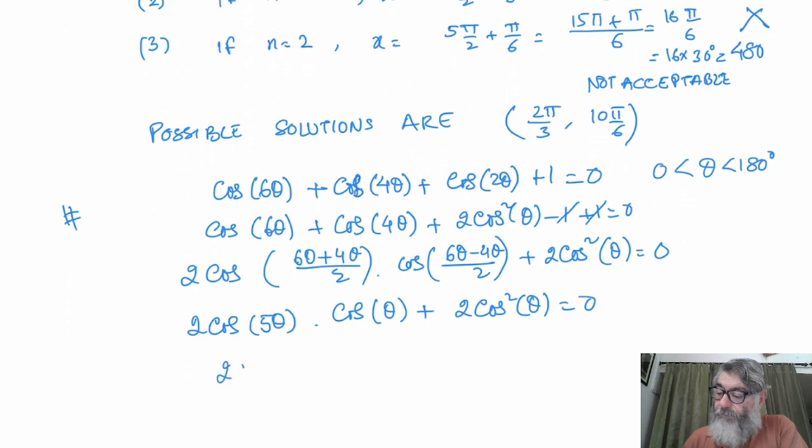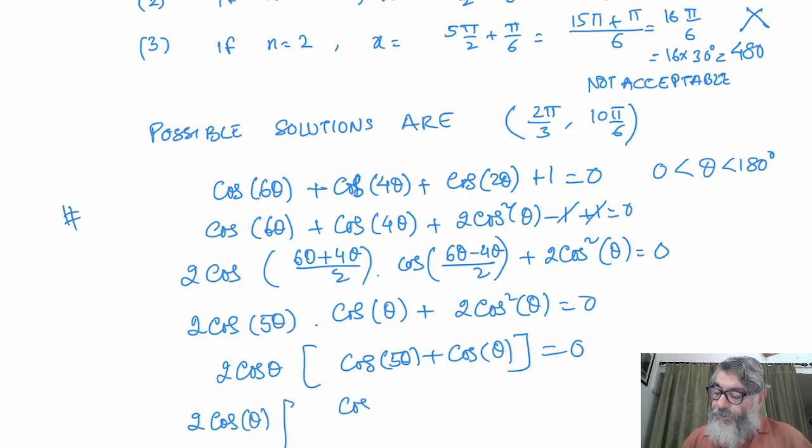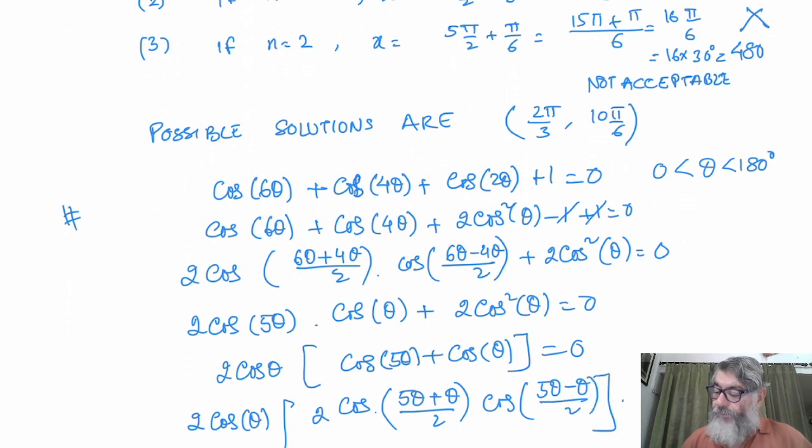2 cos theta is common in both. It will be remaining cos 5 theta plus cos theta is equal to 0. Again we will apply cos C plus cos D, and we will obtain multiples. 2 cos theta, it will become 2 cos of 5 theta plus theta upon 2 and cos of 5 theta minus theta upon 2 is equal to 0.